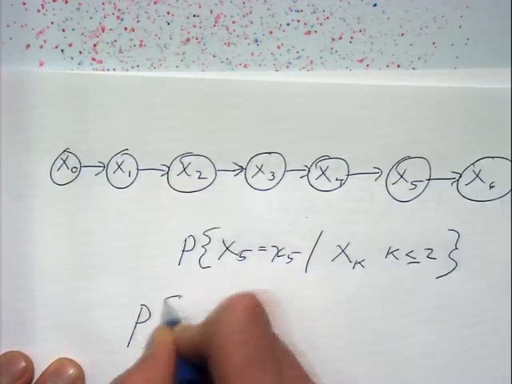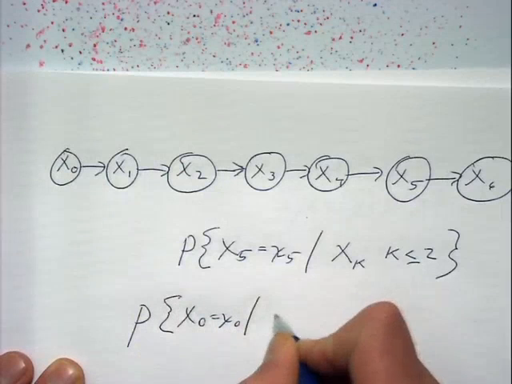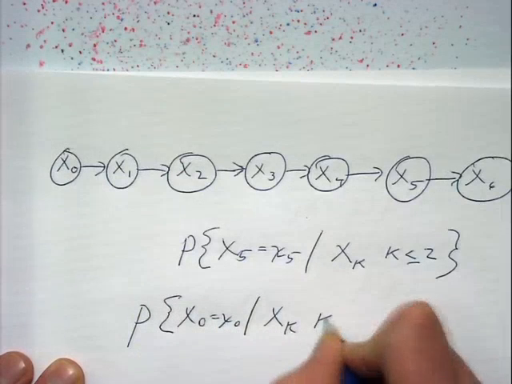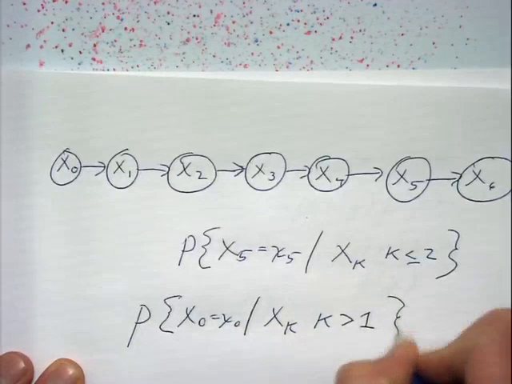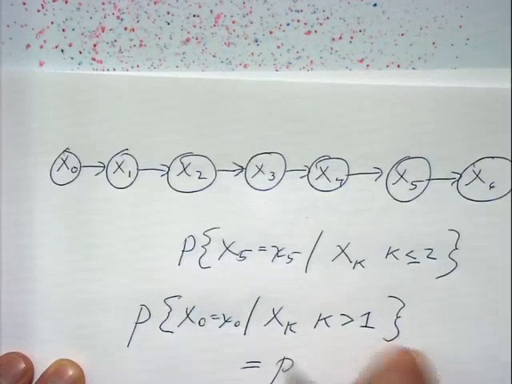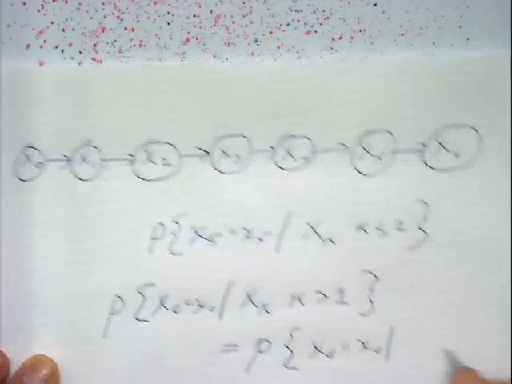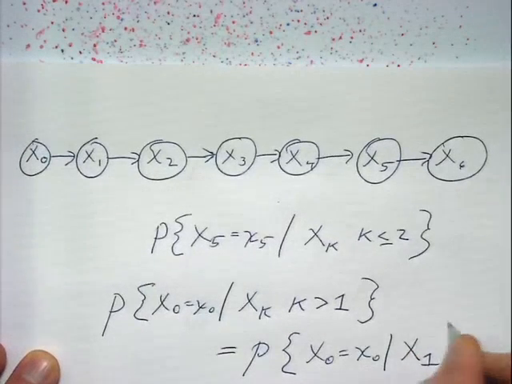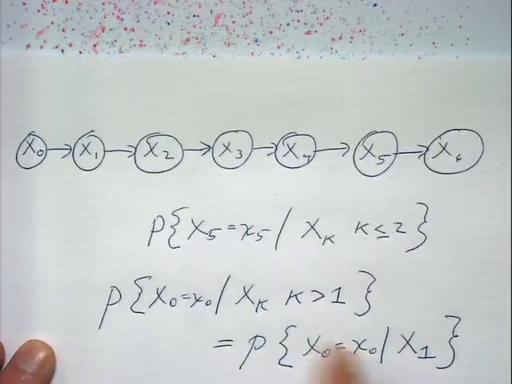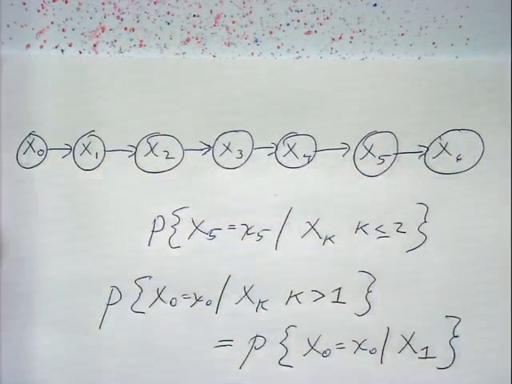I can say, well, what's the conditional probability of x0 given xk for k greater than 1, right? It might be anything. But it's going to turn out that you can show that in fact, it's only going to be the probability of x0 given x1. It's only going to depend upon x1, if this was a Markov chain. And it's relatively straightforward to show that.